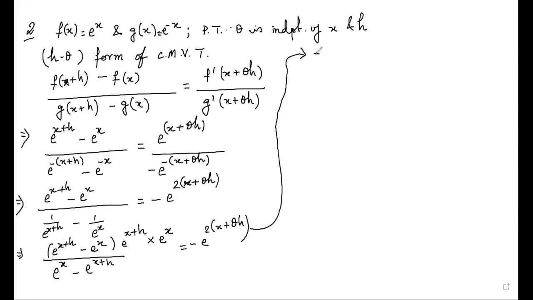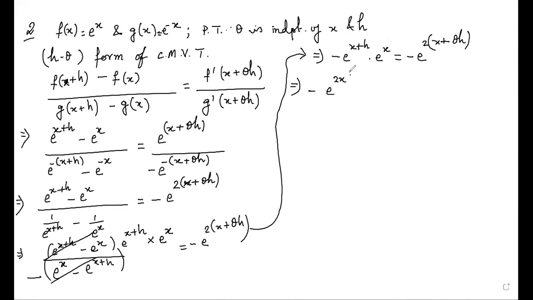Similarly, now after this, these will cancel with a negative sign coming out. So we are left with minus e to the power of x plus h into e to the power of x equals minus e to the power of twice x plus theta h. So again the exponent is the same, because we can write it as minus e to the power of twice x plus h equals minus e to the power of twice x plus 2 theta h.